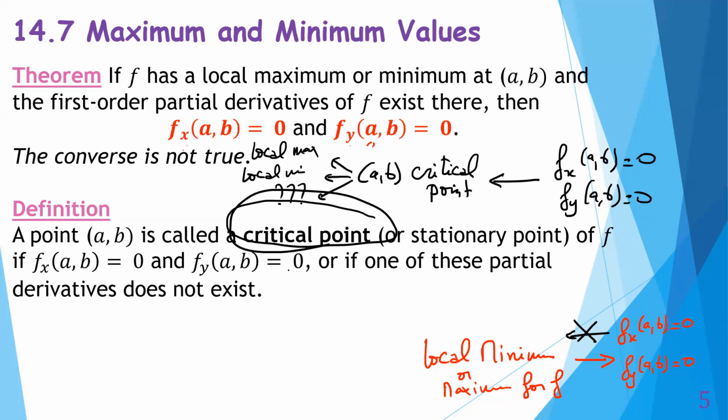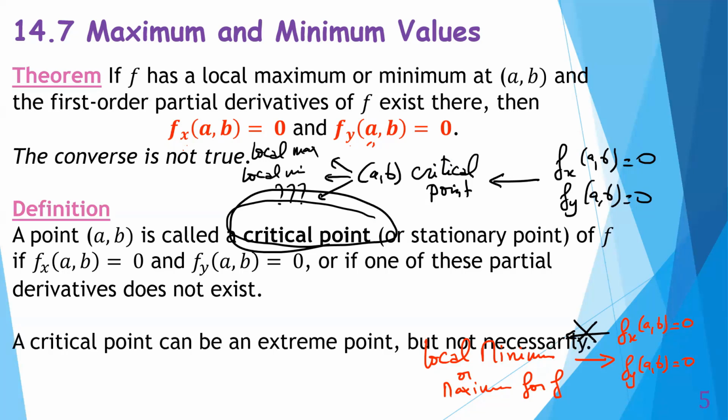So a critical point is a point where all first partial derivatives of a function f are zero, or if one of these partial derivatives does not exist, this is called a critical point. So this is more general than an extreme point, than minimum and maximum, okay? So again, a critical point, this is the main point, can be an extreme point, but not necessarily. There are other types of critical points, not only extreme points.